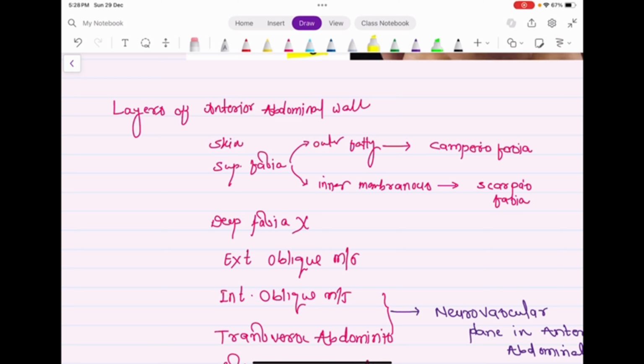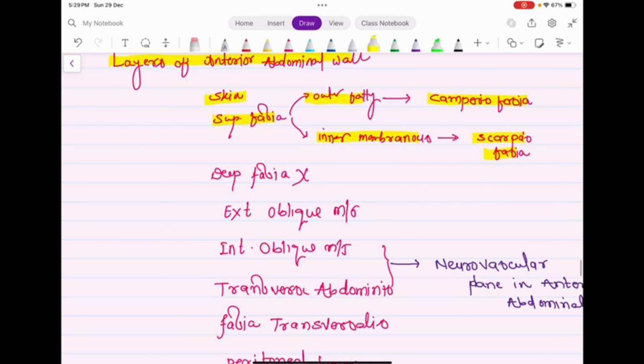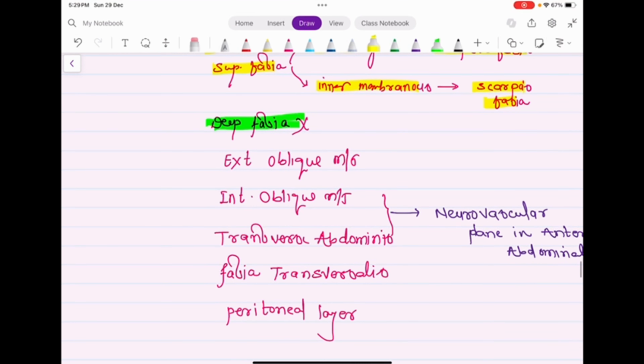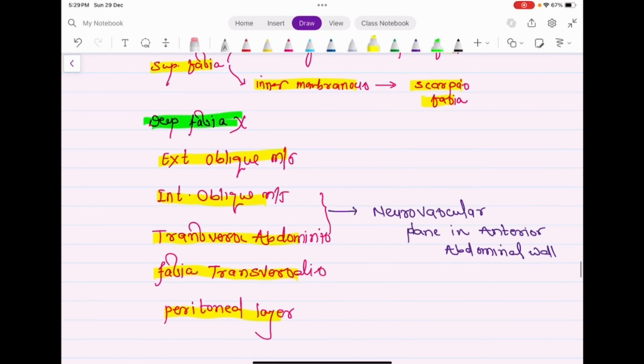Okay, coming to the layers of the anterior abdominal wall. We have skin and superficial fascia. In the superficial fascia, we have 2 layers: an outer fatty layer and an inner membranous layer. The outer fatty layer is called Camper's fascia, and the inner membranous layer is called Scarpa's fascia. Deep fascia is absent here. Then we have the external oblique muscle, internal oblique muscle, transversus abdominis, fascia transversalis, and peritoneal layer.